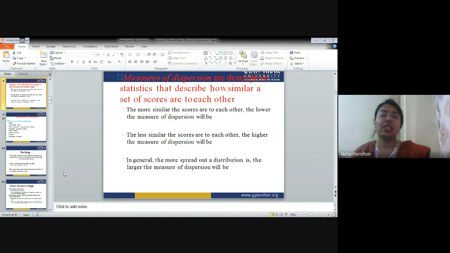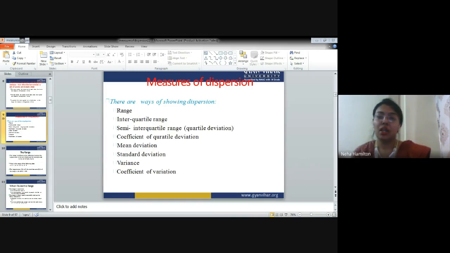Now, these are the quantities through which you can calculate measures of dispersion. We have range, interquartile range, semi-interquartile range, coefficient of quartile deviation, mean deviation, standard deviation, variance, and coefficient of variation. So these are basically the methods through which you can calculate dispersion, right?